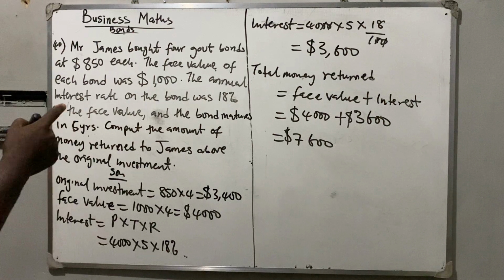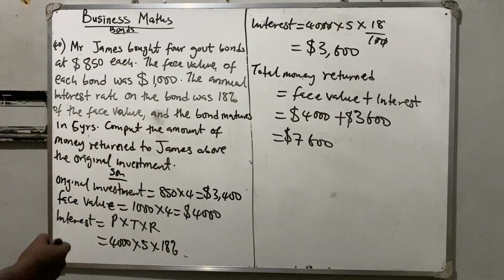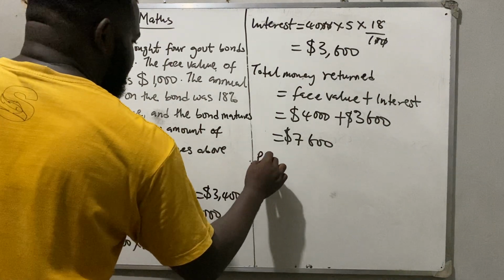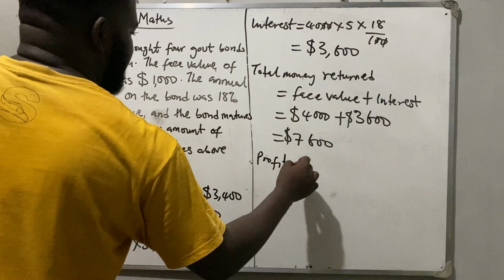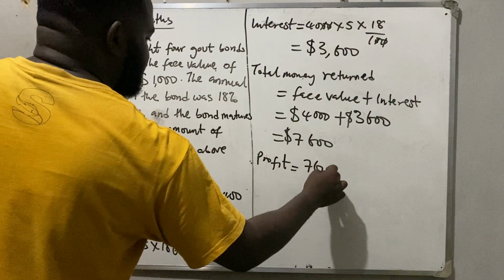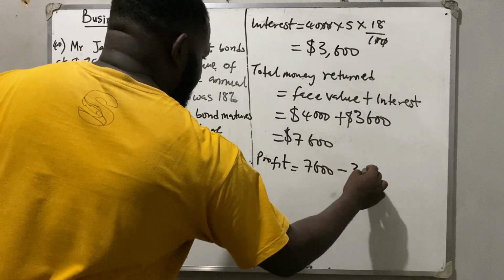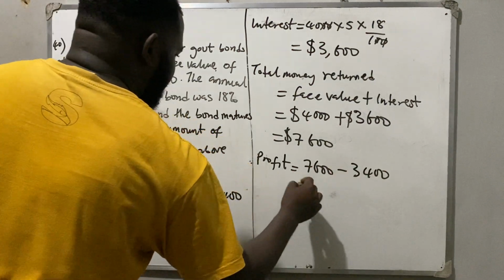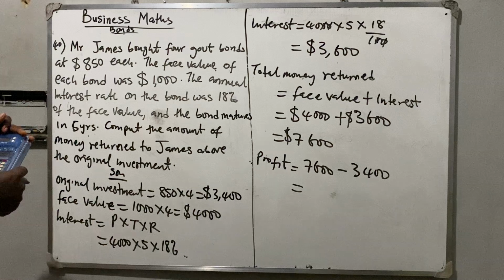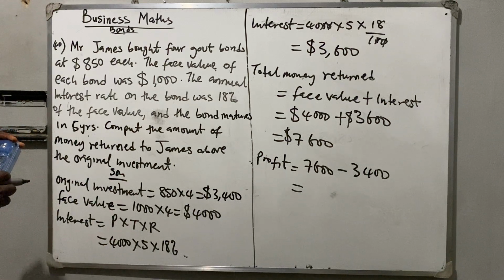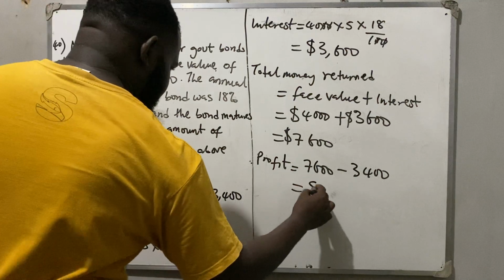So but the amount that was returned to him that is above the original investment is called his profit. So his profit will now be the 7,600 minus the amount invested. If you subtract that, you're going to have 7,600 minus 3,400.